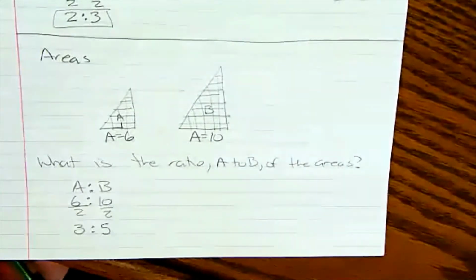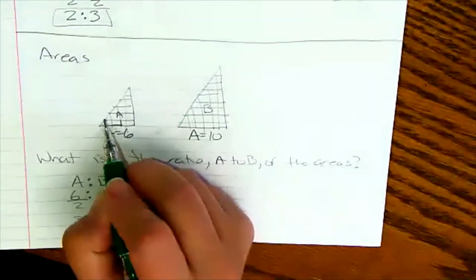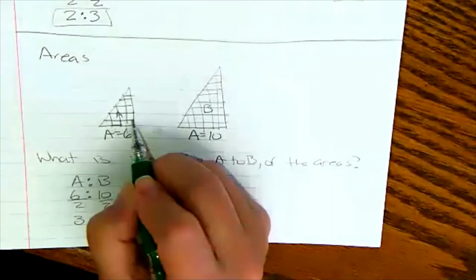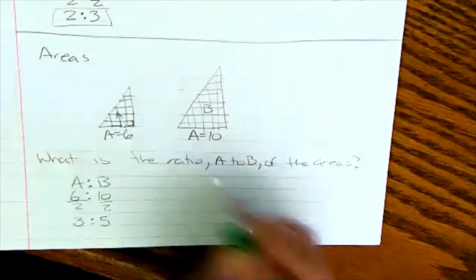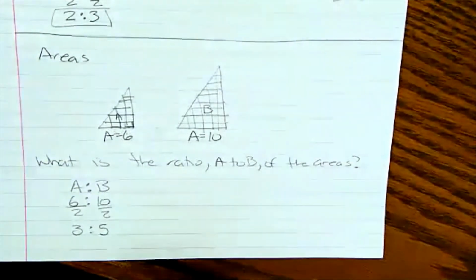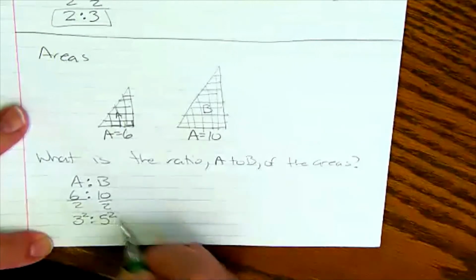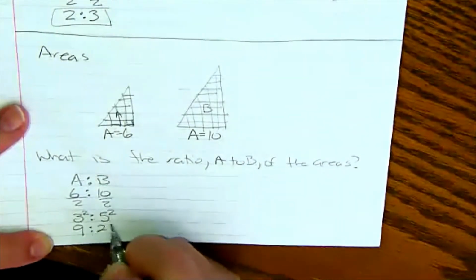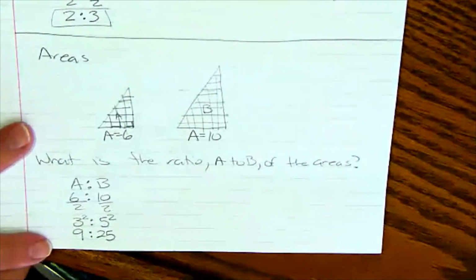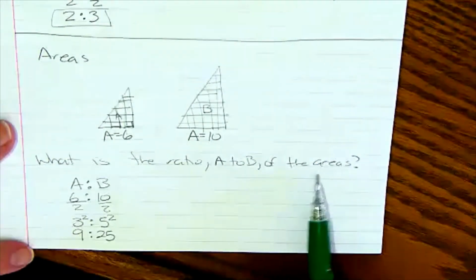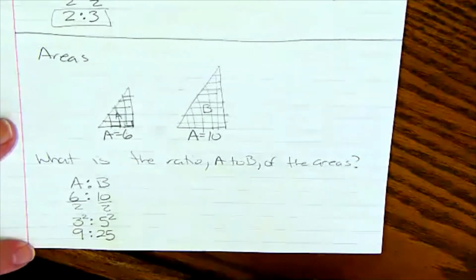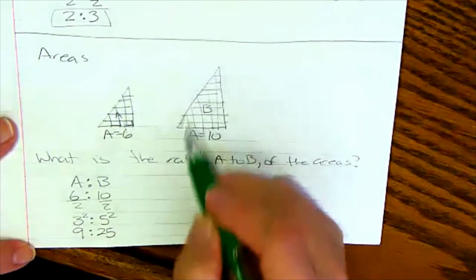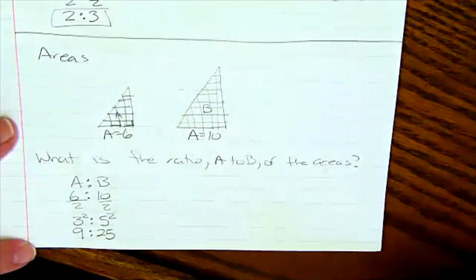But we're talking about area. And area is the squares inside. And the squares are 2-dimensional, length and height. So we need to square our ratio here. So 9 to 25. So the ratio of the areas, A to B, is 9 to 25. So 9 squares inside to 25 squares.